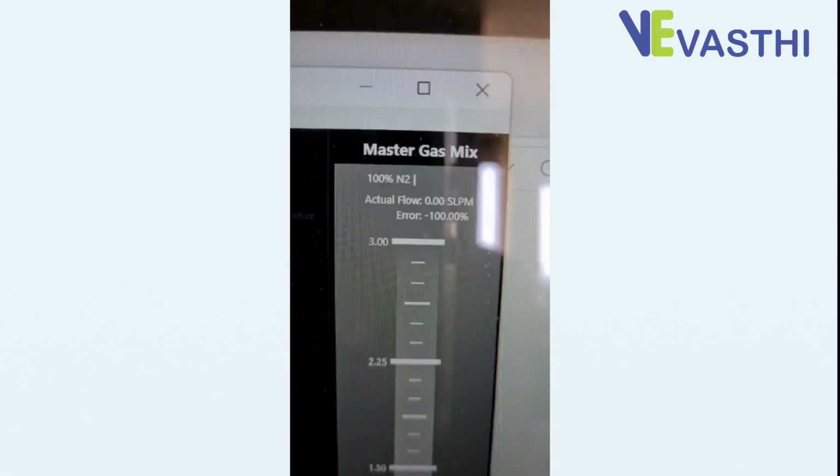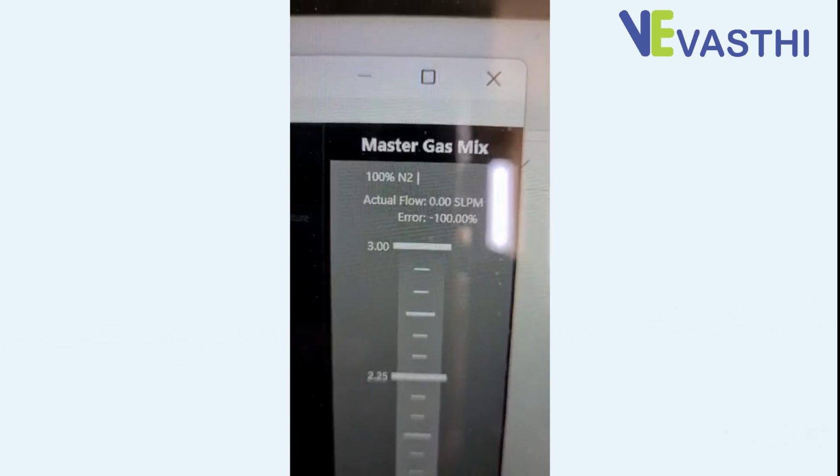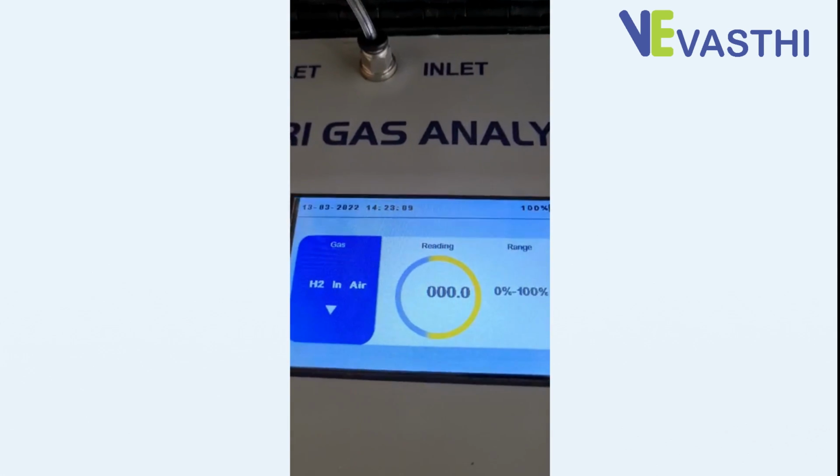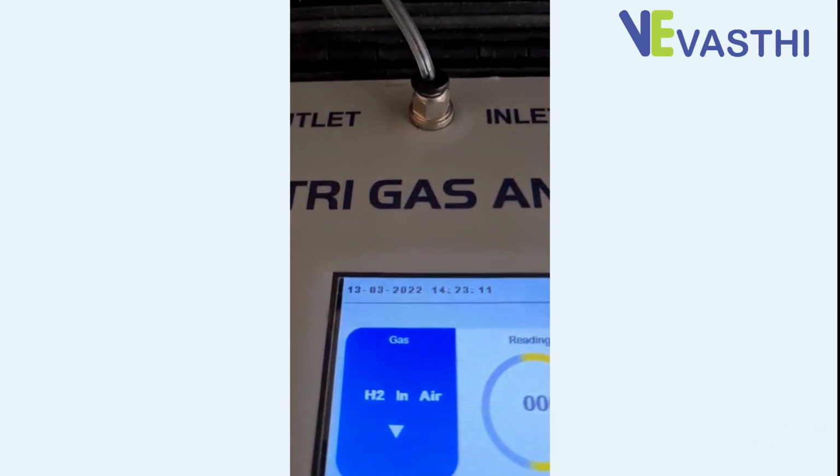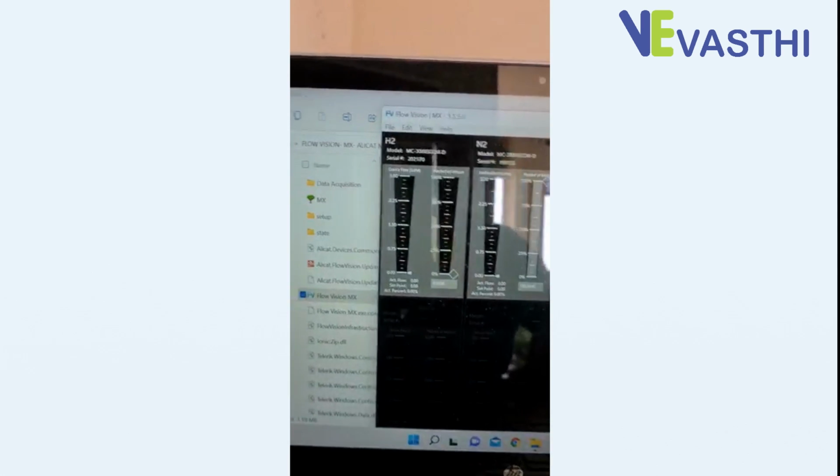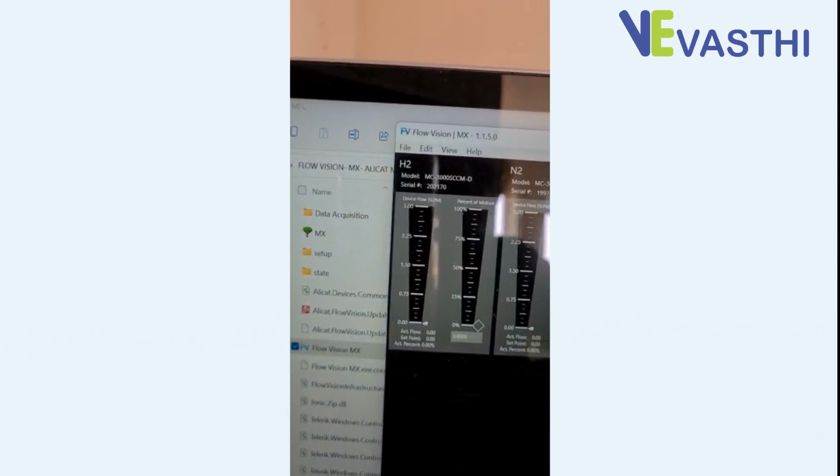Now N2 100% is fed at the rate of 1 LPM. The analyzer shows 0%. Let us check with hydrogen 98%.